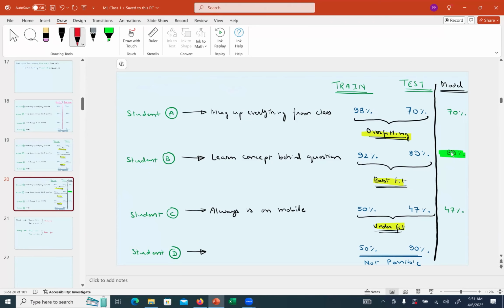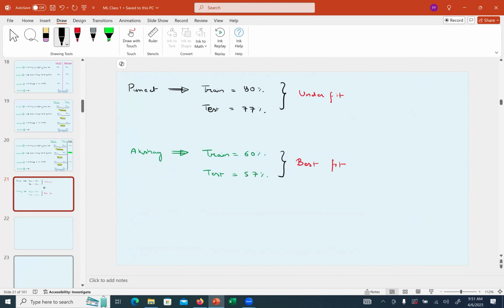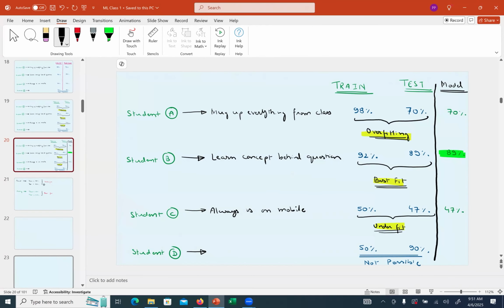Now let me ask you another question. For your last statement, can you go back to the previous slide? One more slide. Okay. So you said the difference between these two, if it is significantly less, that is best fit, then overfit, underfit.